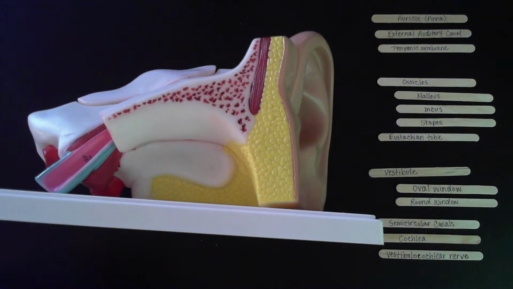In this video, we're going to go over the ear model. Similar to the eye model, we have 14 terms that are going to be on your practical. You can see them on the right-hand side, and I have separated these terms based on location.